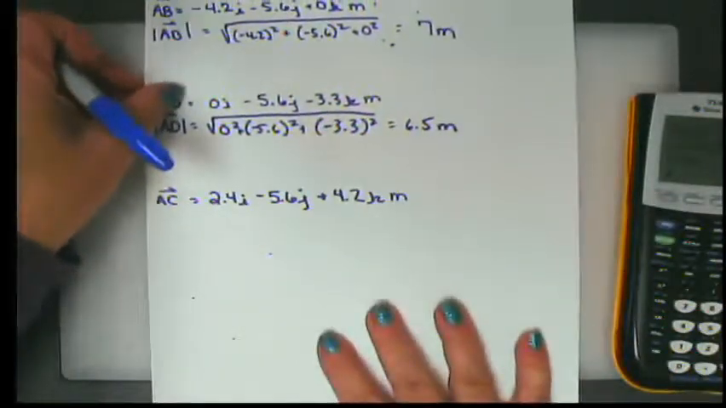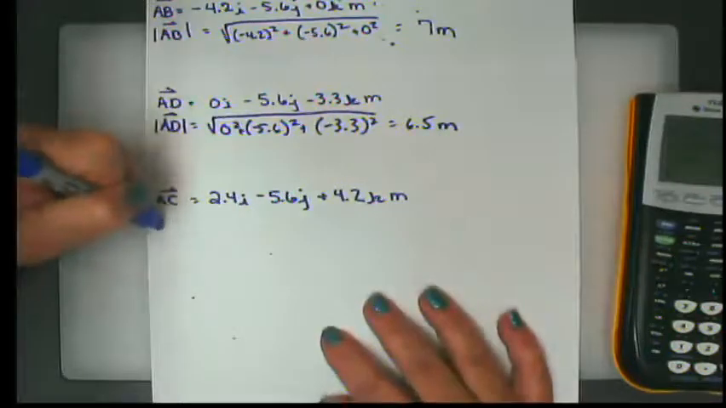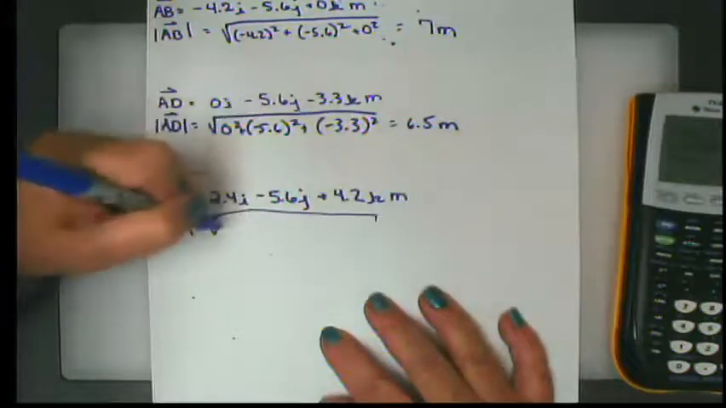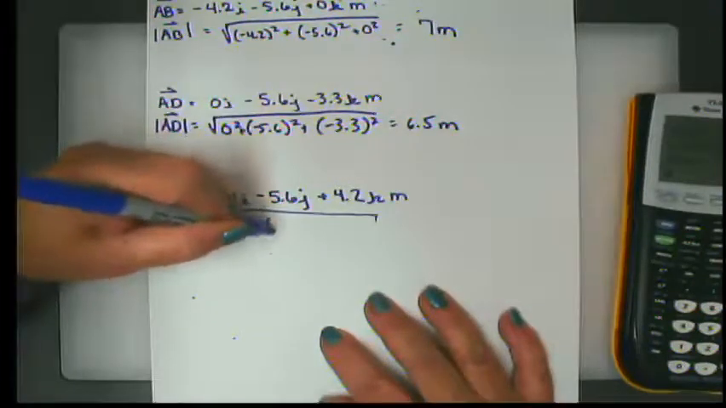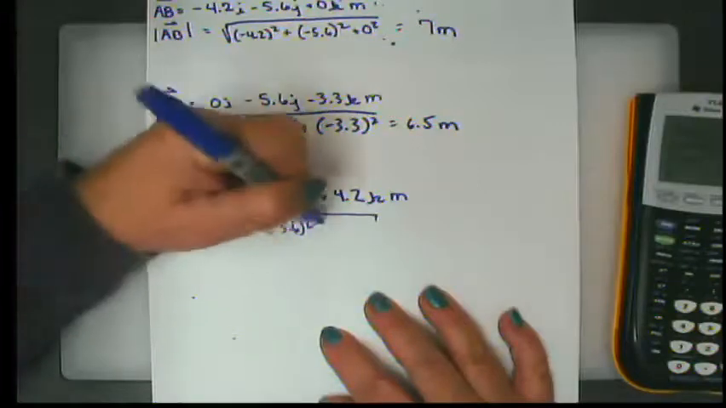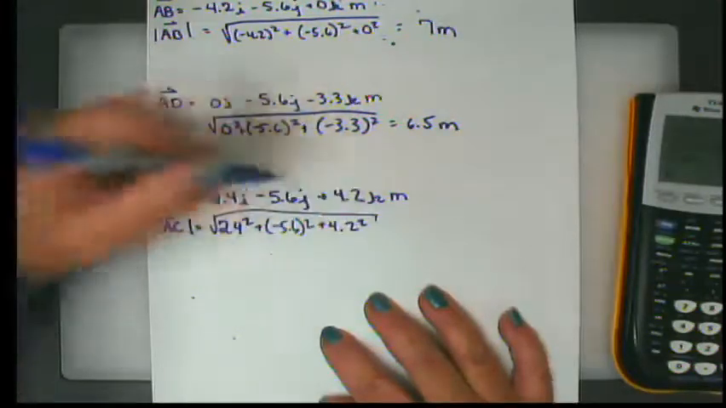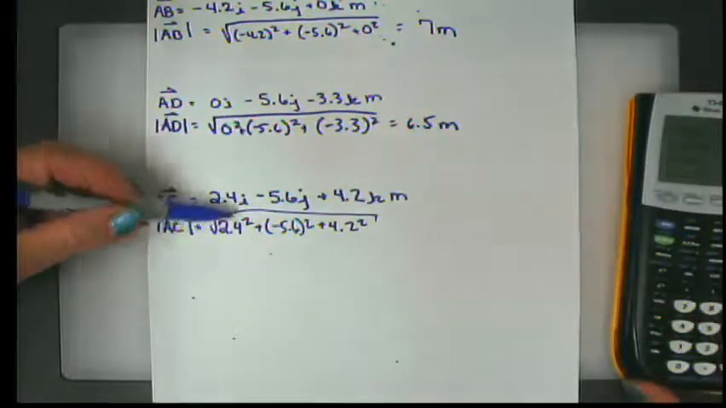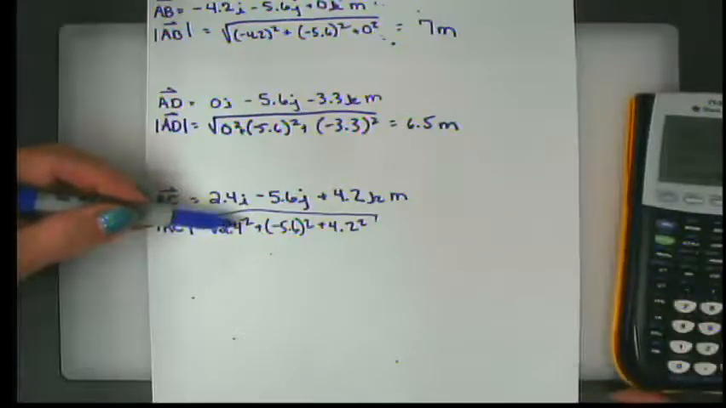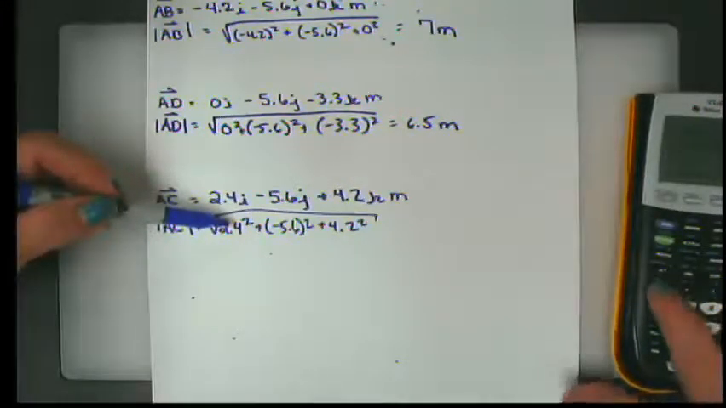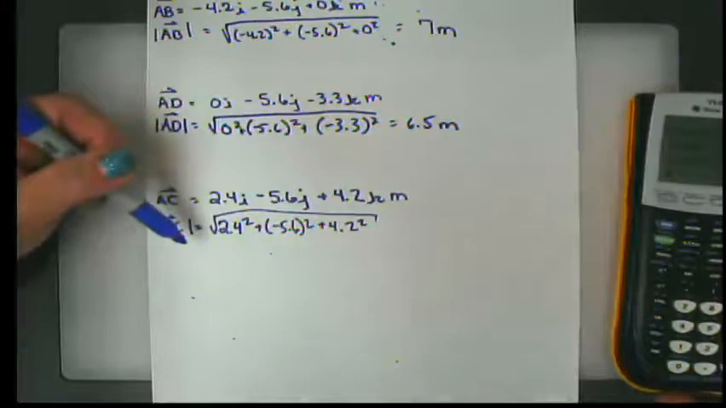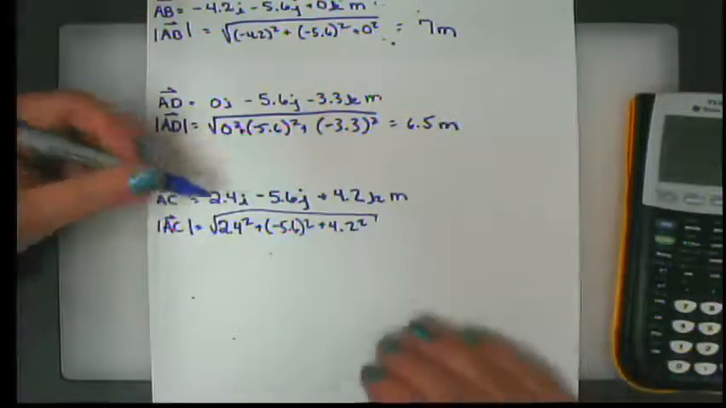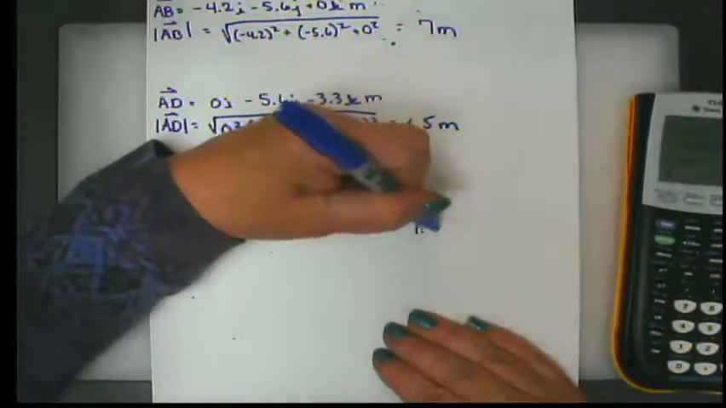And last but not least, AC, the length of AC is going to be the square root, this time we don't have any zeros, of 2.4 squared plus negative 5.6 squared plus 4.2 squared. Take the sum and then square root. Square each of those. 2.4 squared plus 5.6 squared plus 4.2 squared equals 54.76. Take the square root of that number, and it's 7.4 meters.